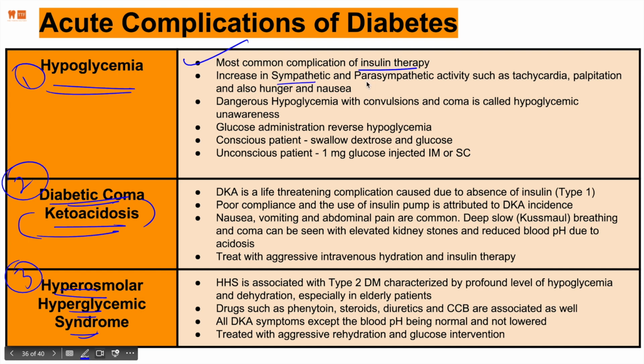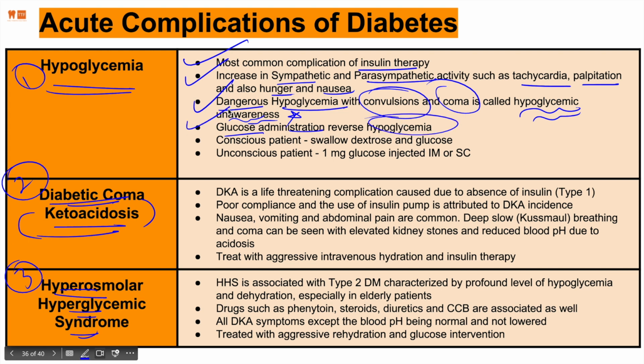It increases activity of both autonomic nervous systems, causes tachycardia, palpitations, hunger, nausea, and much more. Dangerous hypoglycemia with convulsions and coma is known as hypoglycemic unawareness. Glucose administration will reverse the hypoglycemia. In a conscious patient, we want to give dextrose and glucose pills. In an unconscious patient, you want to administer 1 milligram of glucagon via IM or SC.